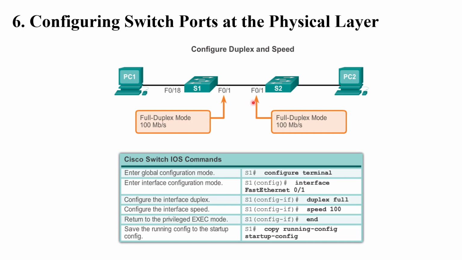Routers are used to connect two different networks. But here I don't have any router device. I have only switches and PCs. So this is a local area network, only one network available here.